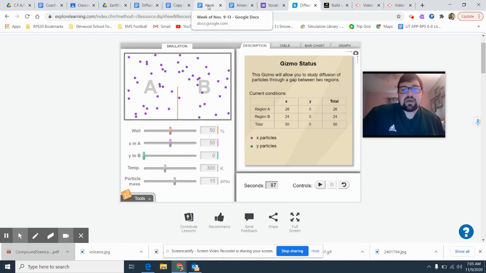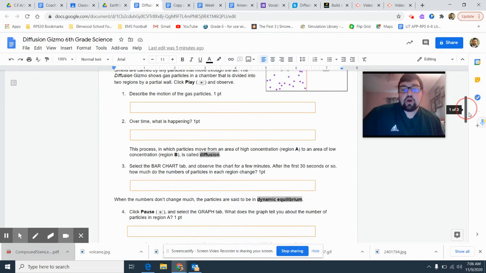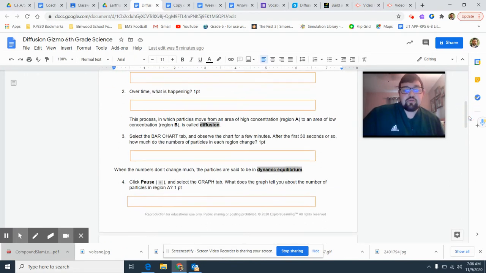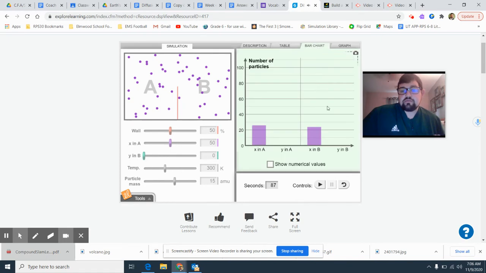And we're going to go back into our document and answer those questions that deal with it. So describe the motion of particles. You're going to tell me what happened over time, what's happening. So over the course of time, the longer we watch, what is going on. And then number 3, it says select, then it talks about what diffusion is, and it says select the bar chart tab. So we're going to go to diffusion, and it says, oh, bar chart, and there we go. And now I can see that these are about actually the same amount of particles in both sides, right?